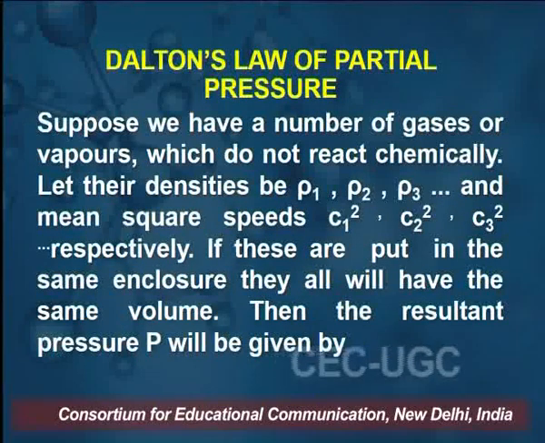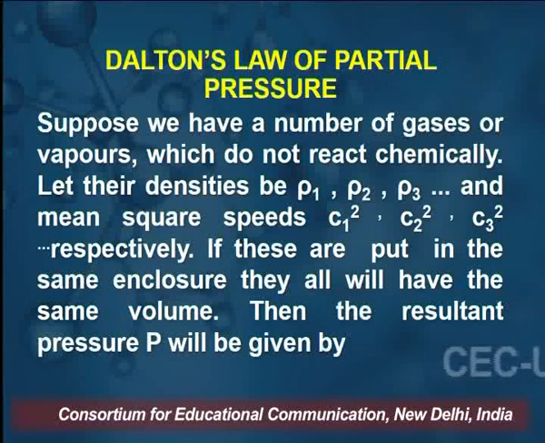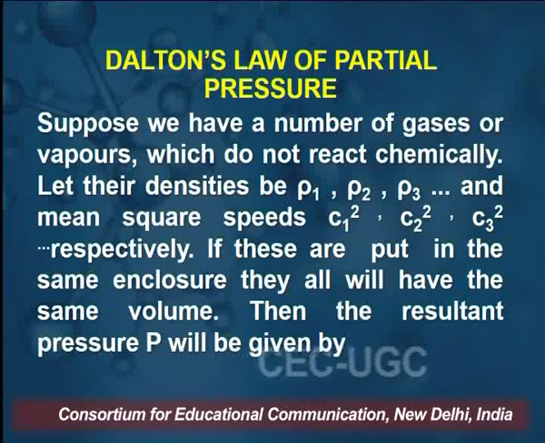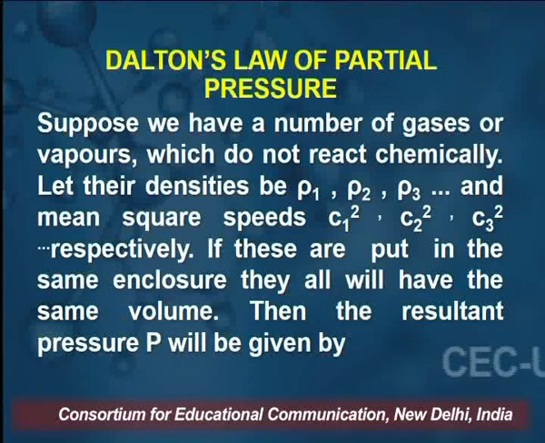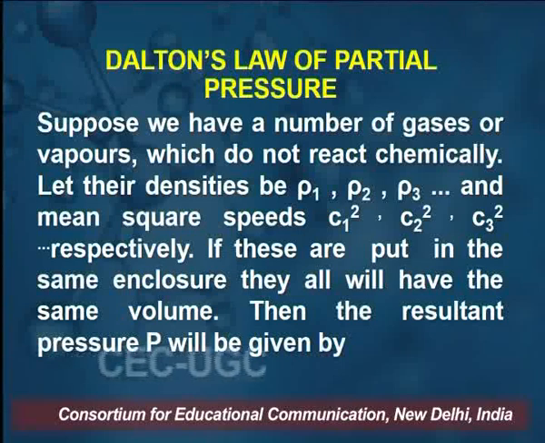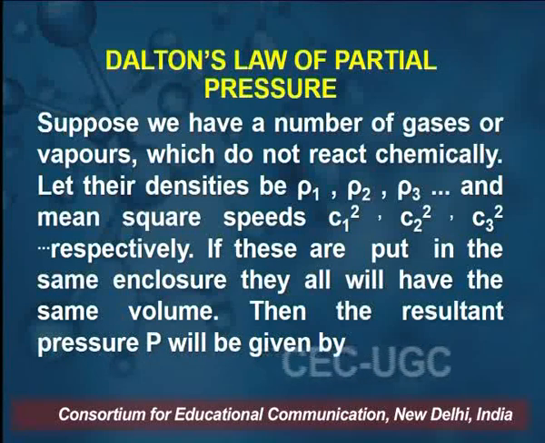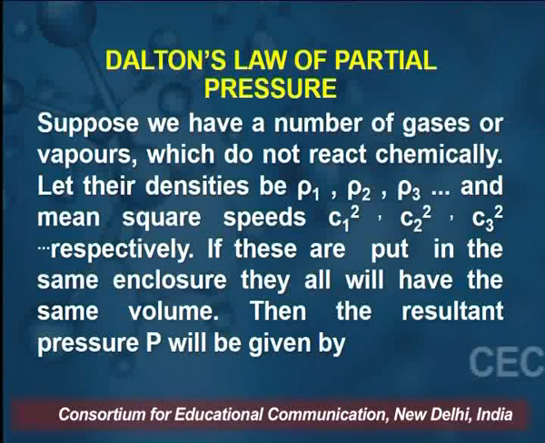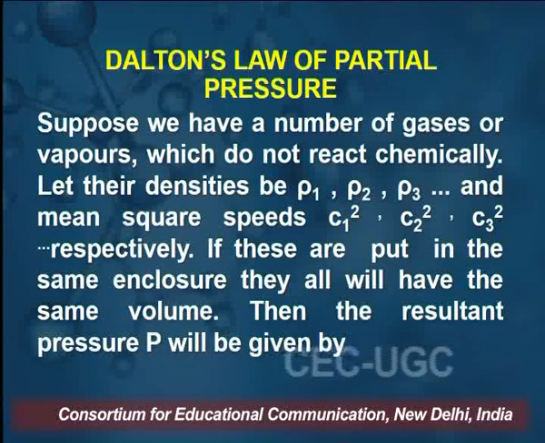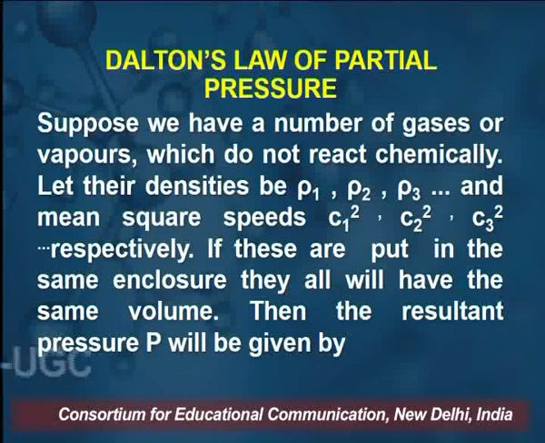Next, let us prove Dalton's law of partial pressure. Suppose we have a number of gases or vapors which do not react chemically. Let their densities be ρ1, ρ2, ρ3, and let their mean square speeds be C1 square, C2 square, C3 square respectively. Now let us put all these gases in the same enclosure. If these are put in the same enclosure, all of them will have the same volume.